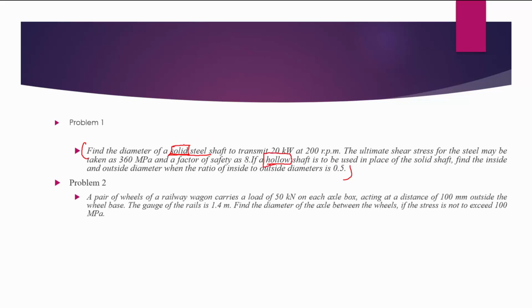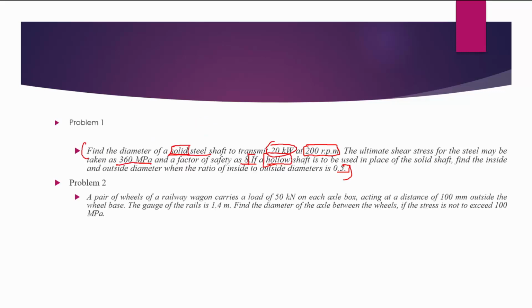So we have a solid steel shaft which is transmitting 20 kilowatt of power at 200 rpm. So this is the data that is given. The shaft is used to transfer 20 kilowatt at 200 rpm. The ultimate stress for the steel may be taken as 360 megapascal and the factor of safety is taken as 8. We have to find the diameter. This is another condition, so we'll come to that condition later. Here we are using a hollow shaft. So let us go ahead.